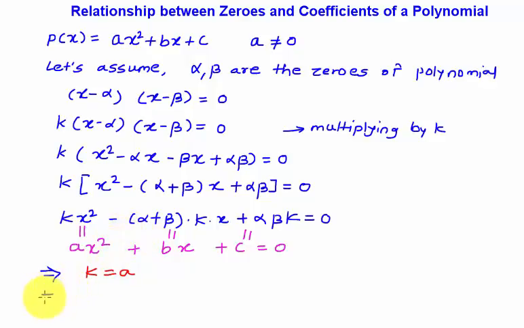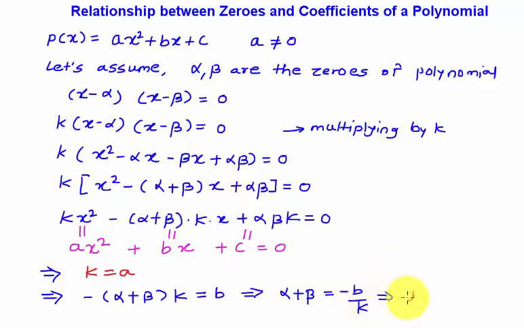Now from the second term what we get? Minus into bracket alpha plus beta into k must be equal to b. Now that means if we divide both sides by minus k, what we get? Alpha plus beta is equal to minus b by k. So we know that k is nothing but a. So replacing k by a, what we get? Alpha plus beta is equal to minus b by k, k is nothing but a. So minus b by a.